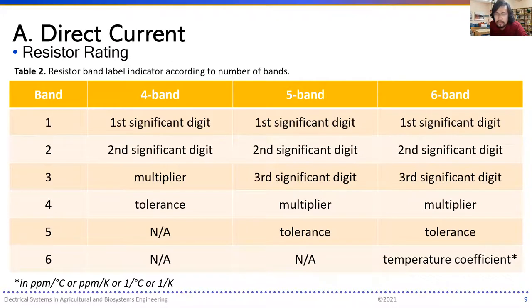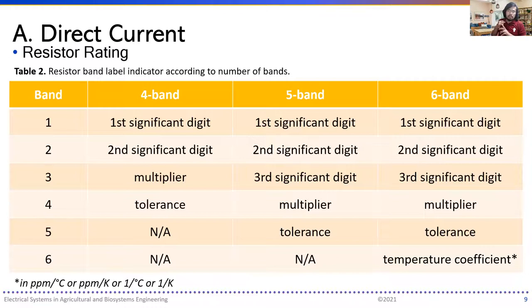Now the unit of the temperature coefficient is in parts per million per unit temperature, which could be in Celsius or Kelvin. And it can be converted to the more usable units of 1 over degrees Celsius or 1 over Kelvin. Now the resistance varies with temperature and material, which will be expounded on later. Before that, take note of two more important tools in resistor ratings.